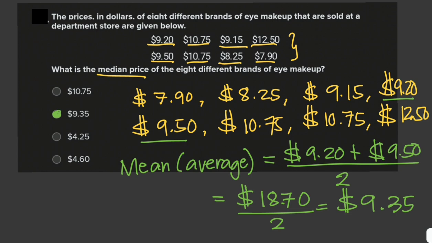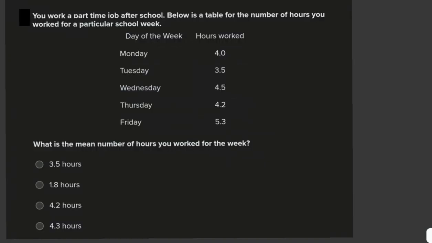Now let's solve another problem. You work a part-time job after school. Below is a table for the number of hours you worked for a particular school week. So we're given here a table with the day of the week and hours worked from Monday to Friday. What is the mean number of hours you worked for the week? We are asked for the mean number of hours, which means the average. Now, the mean or average for a set of data is the sum of the values in the set divided by the number of values in the set.